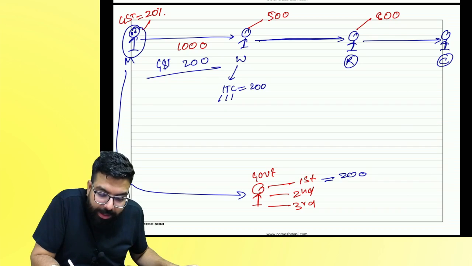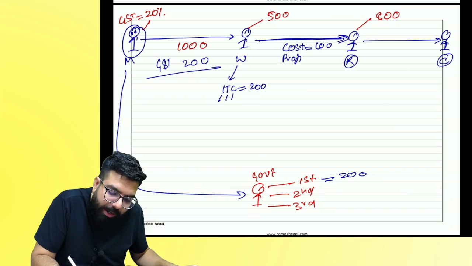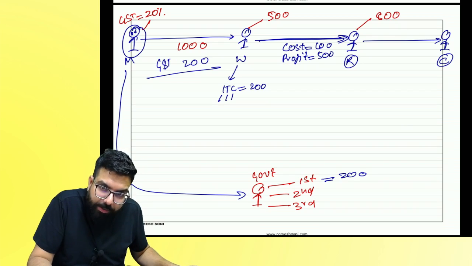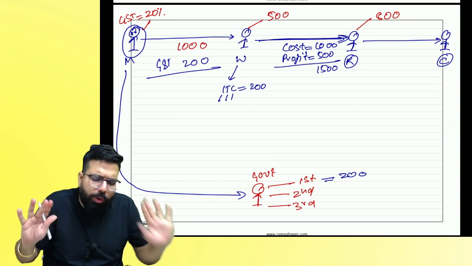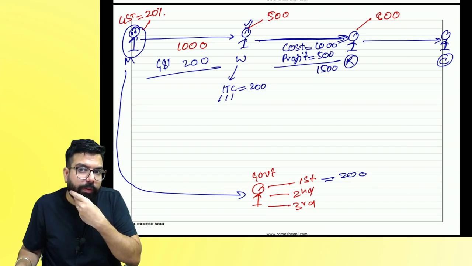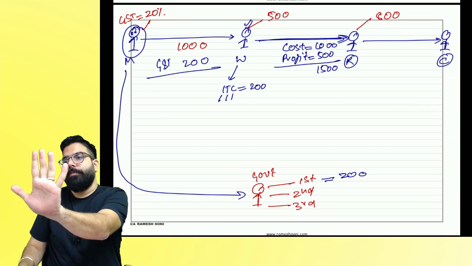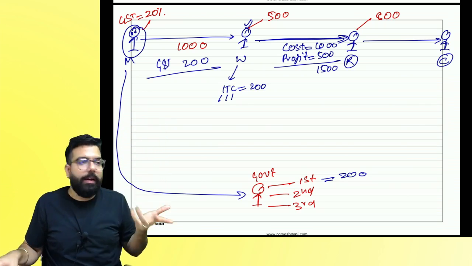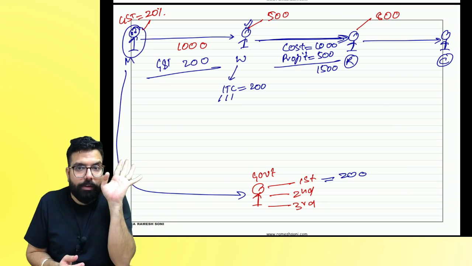Second stage. Selling price is how much? Cost is how much? 1,000. Profit is how much you are making? How much is the value addition? 500. How much is the total? People, without doing anything, can you tell me how much will he pay to the government? 500 value addition, pay how much? 20%. 100. This is one way of doing it. Whatever value addition is there, GST on that.